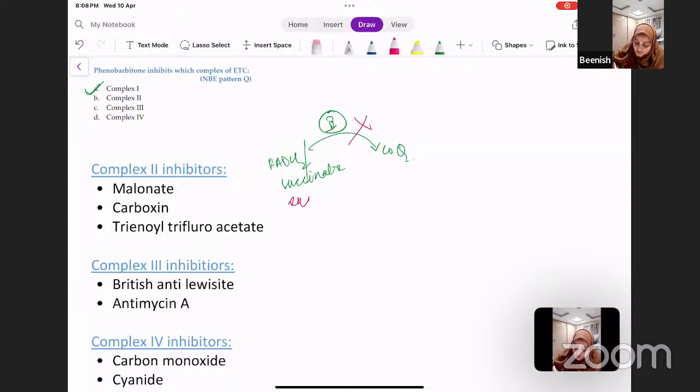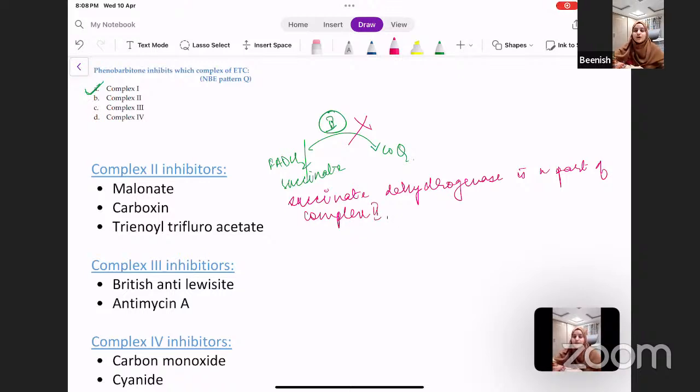Your succinate dehydrogenase is a part of complex 2. And remember, while studying TCA, I said that succinate dehydrogenase is inhibited by malonate. So obviously, one of the inhibitors of complex 2 will be malonate.